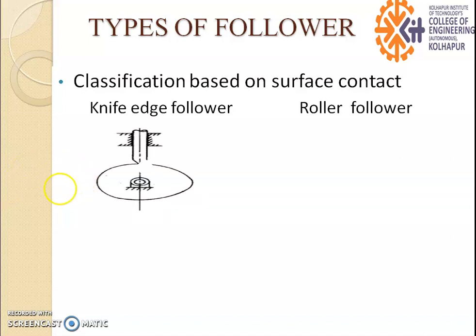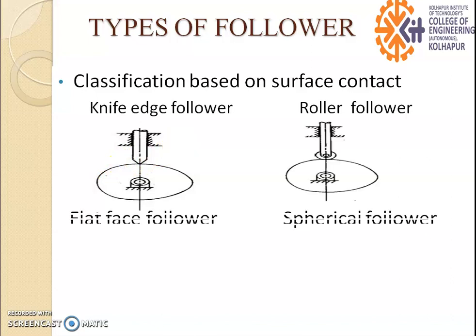If you look at this figure of the knife edge follower, the surface contact is a knife edge, and there is wear between the knife edge and the contacting surface of the cam. Roller follower. Since the rolling motion takes place between the contacting surfaces, the rate of wear is greatly reduced. The roller action at low speed is pure rolling, but as the speed increases, sliding occurs. It is widely used in cam and follower systems.